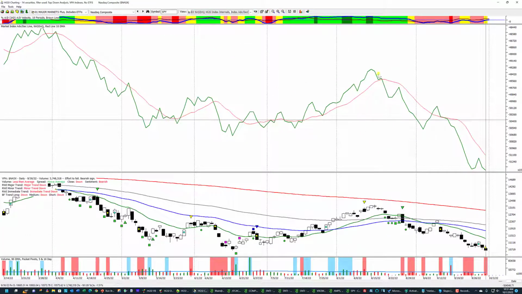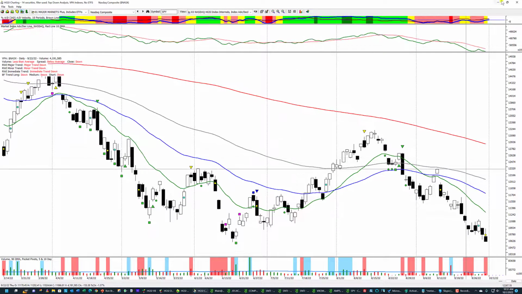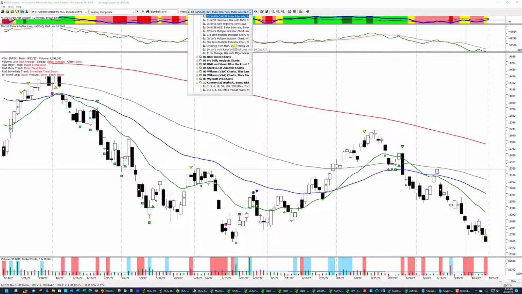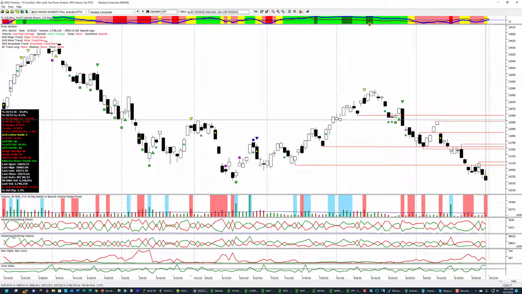Let's go back and look at the advanced decline line one more time. You can see it rallied here, and now it's at the point where it's actually broken below the other index. Now, I'm just going to stick with the NASDAQ 100 because that is my primary emphasis, and I want to point some things out here.